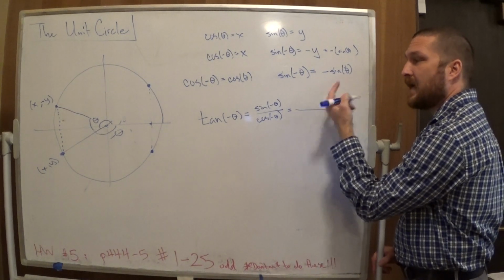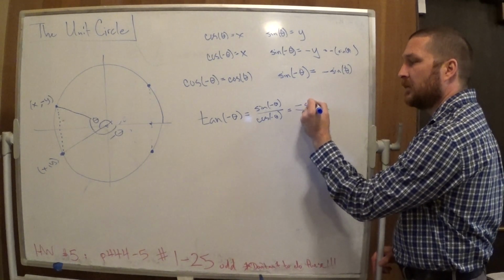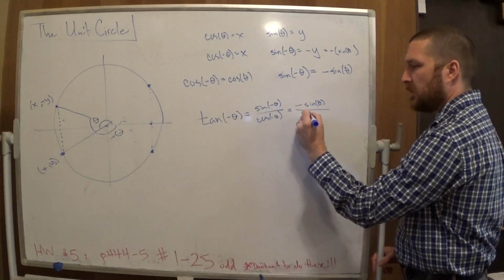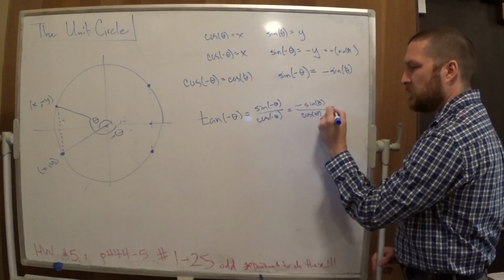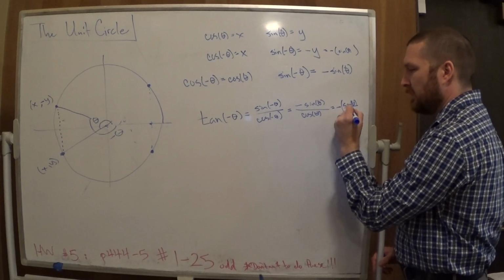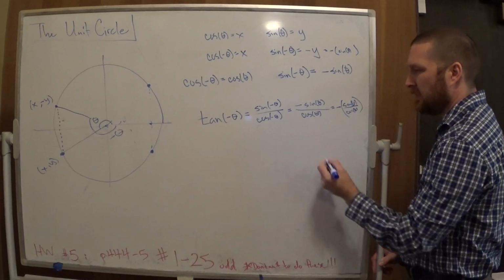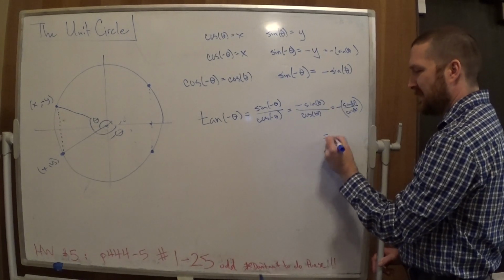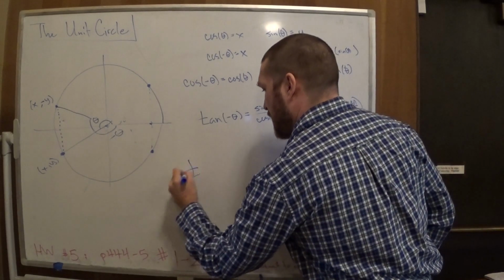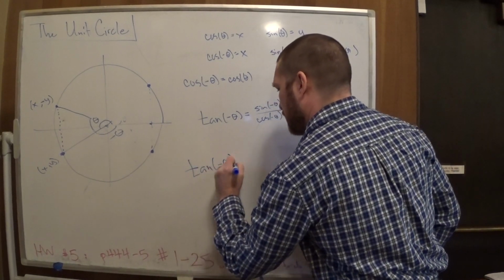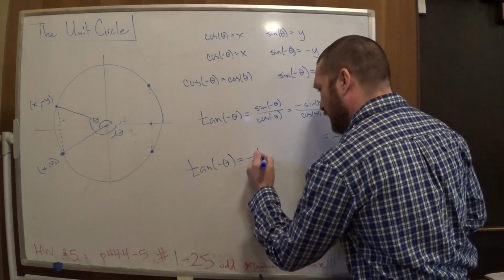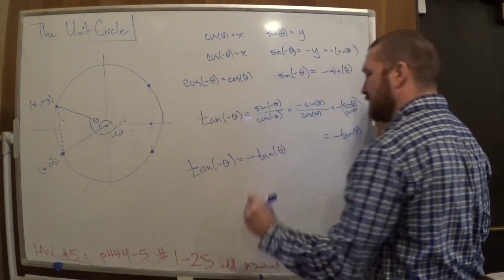That's the thing we want to look at. Negative sine of theta, and then cosine of negative theta is just regular old cosine theta. So it's negative sine theta over cosine theta. And what's sine theta over cosine theta? Tan. So it's negative tan theta. So it's an odd function. Tan of negative theta is equal to negative tan of positive theta.